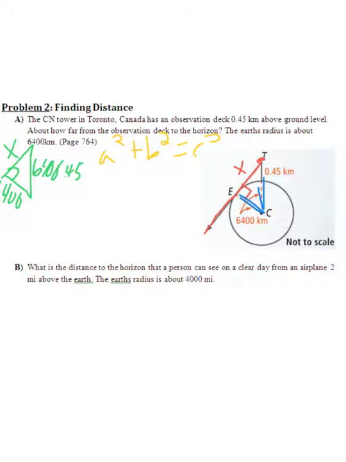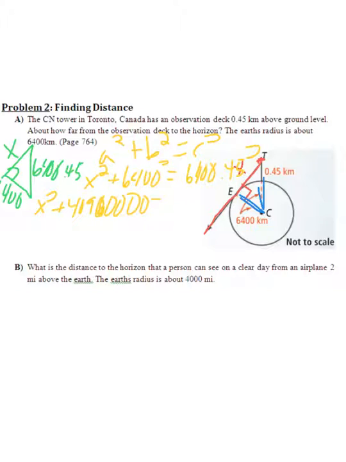Okay, a squared plus b squared equals c squared, or leg squared plus leg squared equals hypotenuse squared. So I've got one leg squared plus the other leg squared is equal to the hypotenuse squared. So I've got x squared plus 6,400 squared equals 6,400.45 squared. Well, x squared doesn't change. 6,400 squared is 40,960,000.